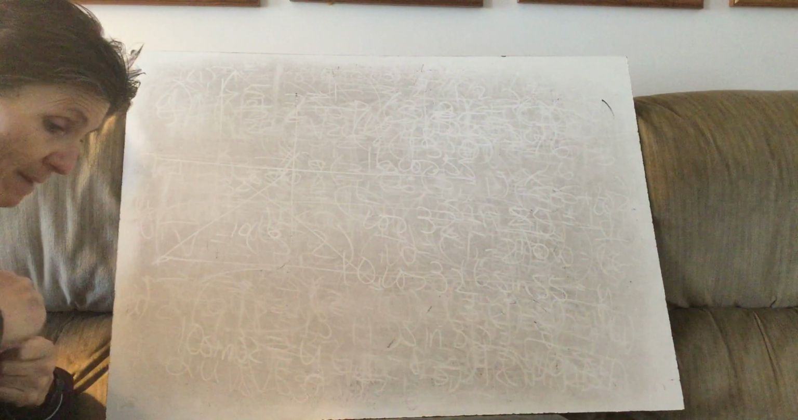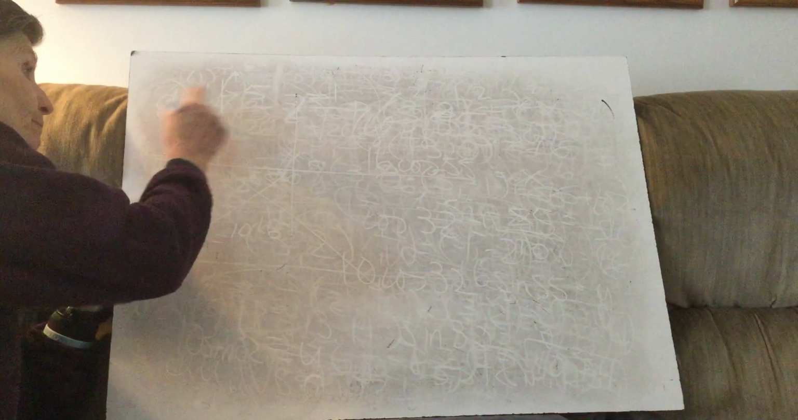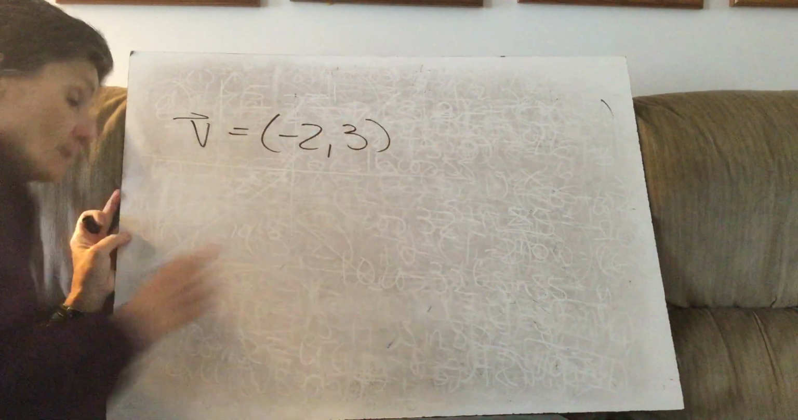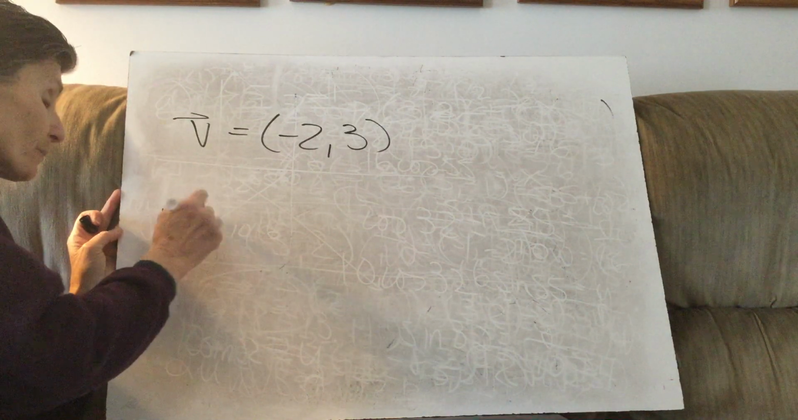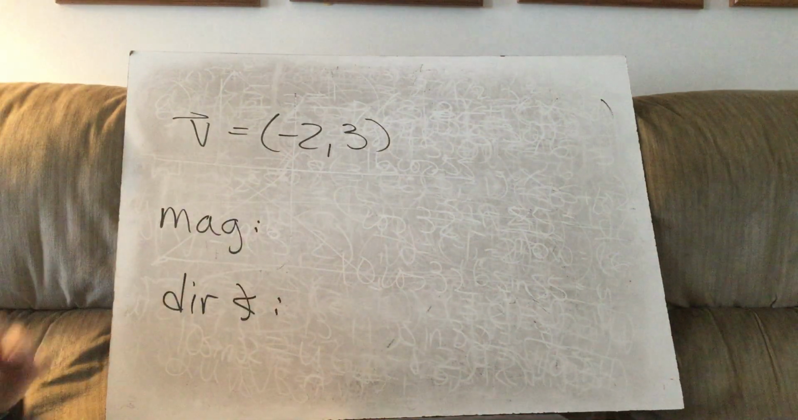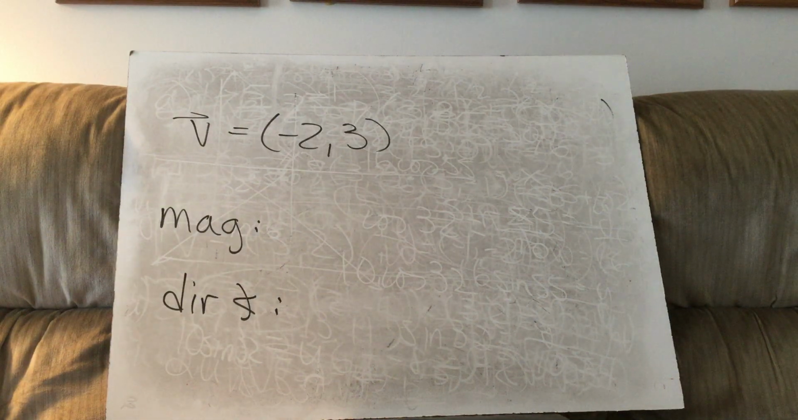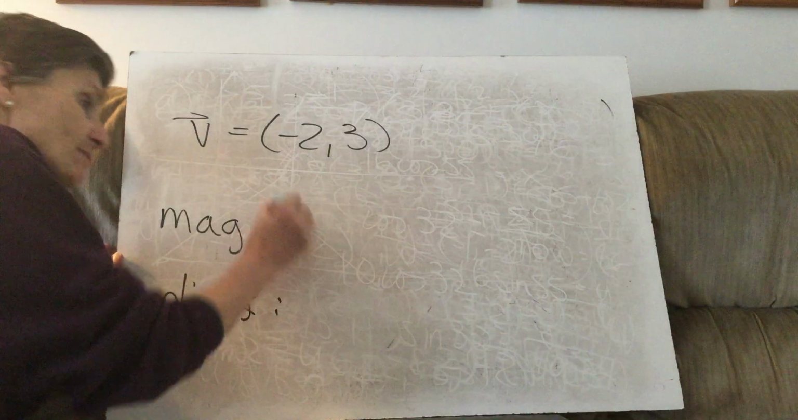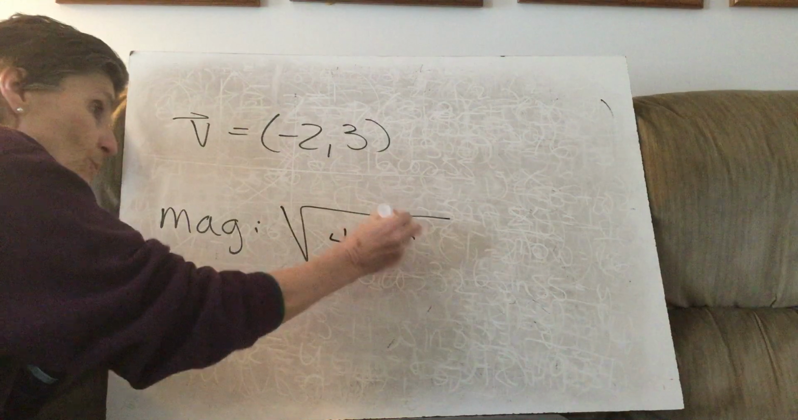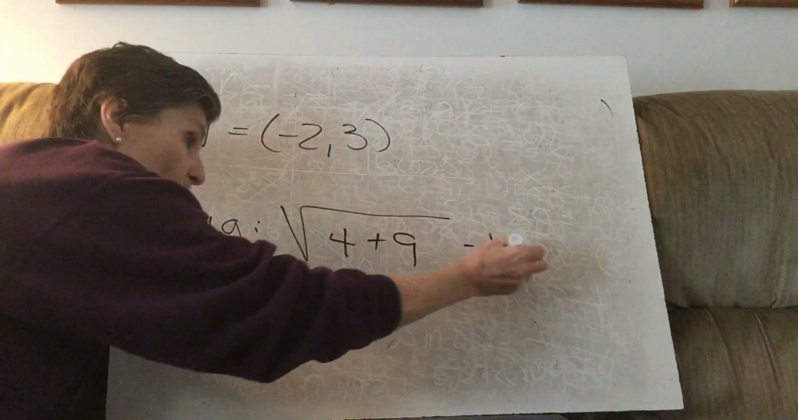All right, find the magnitude and direction angle. So here is the vector. I need the magnitude and I need the direction angle. Now, magnitude is easy. If you have been doing everything you're supposed to be doing, you have done about 10 zillion magnitudes. To find the magnitude, you square the first one, square the second one, add them up, and take the square root.